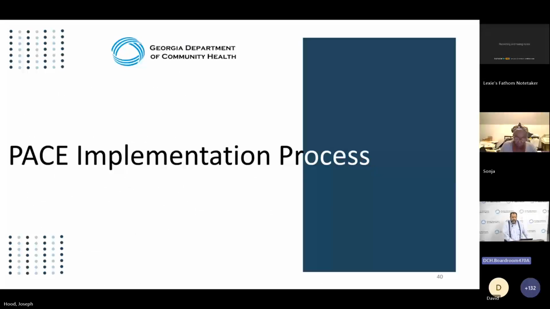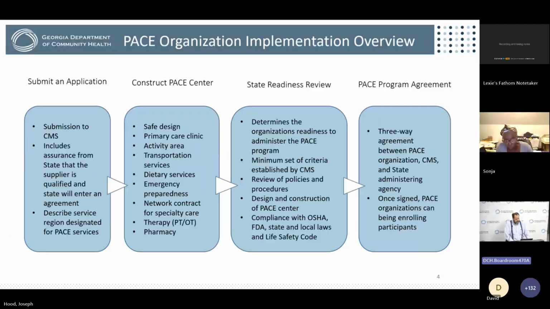Now we're going to talk briefly about the PACE implementation process. For PACE organizations, you have to submit an application to CMS. It's not just the state. It has to include assurances from the state that the supplier is qualified and will enter into the agreement, and it has to describe your service region for PACE services. You have to construct a PACE center, or convert a PACE center. It has to have a safe design. It has to have a primary care clinic, an activity center, transportation, dietary services, emergency preparedness, specialty care, therapy, and pharmacy ability.